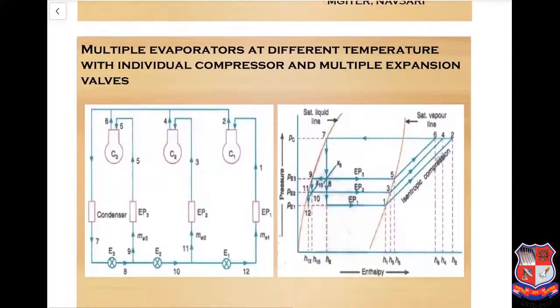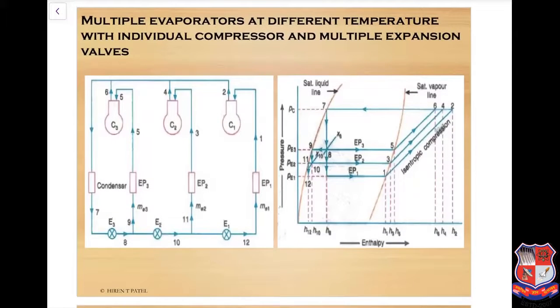So starting with the multiple evaporator at different temperature with individual compressor and multiple expansion valve. In the last system we have seen multiple evaporator at different temperature with individual compressor and individual expansion valve. That system is utilized when different products are stored at different temperatures, but the temperature requirement is not much less. This system is used where the temperature requirement is less.